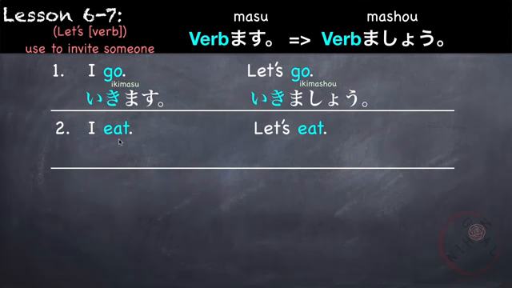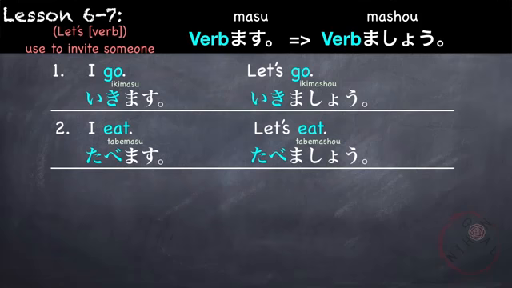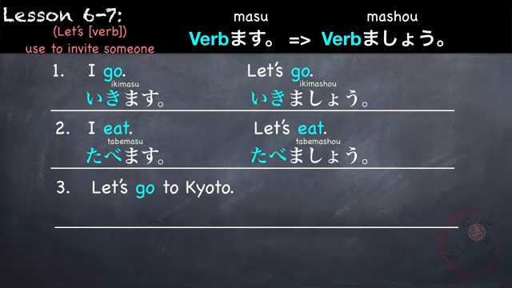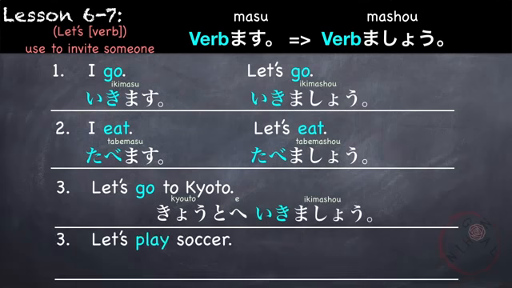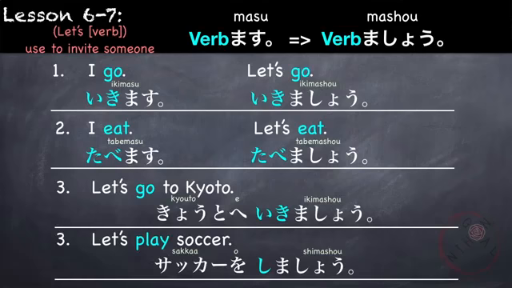I eat. The mas form of the verb eat is 食べます. Let's eat becomes 食べましょう. Let's go to Kyoto. First is the place Kyoto. 京都へ行きましょう. Let's play soccer. サッカーをしましょう.